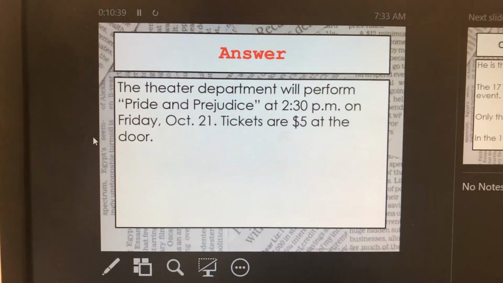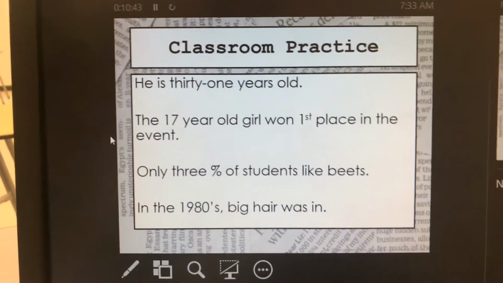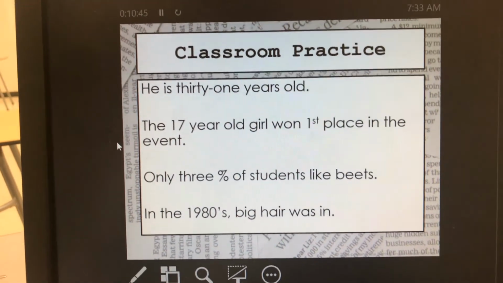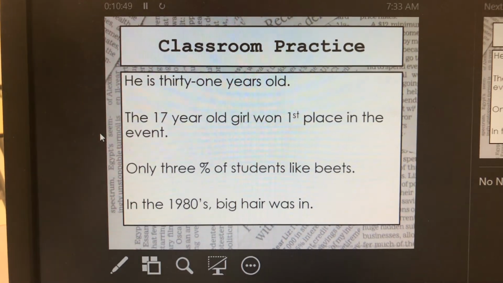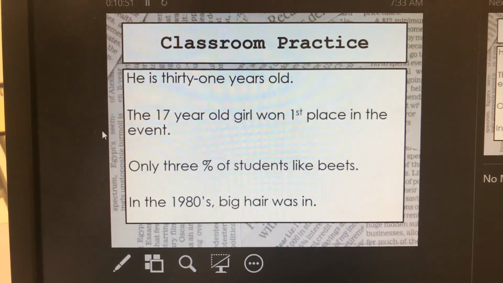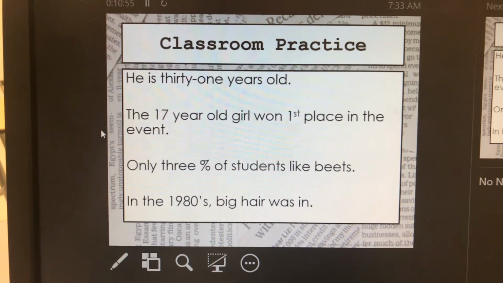Now, let's get one more practice in. He is 31 years old. The 17-year-old girl won first place in the event. Only 3% of students like beets. And in the 1980s, big hair was in.